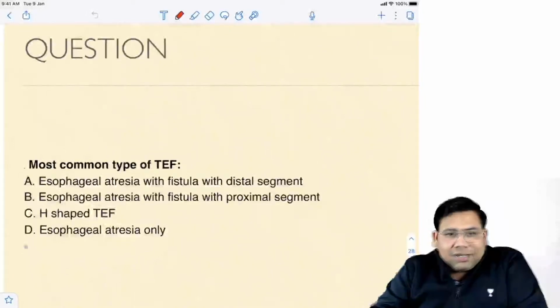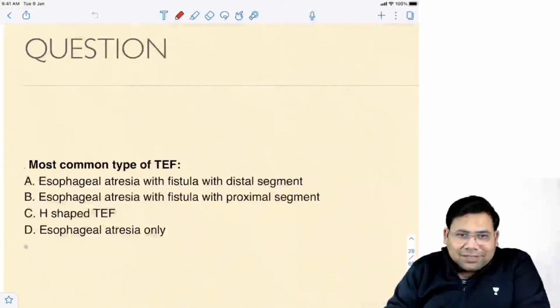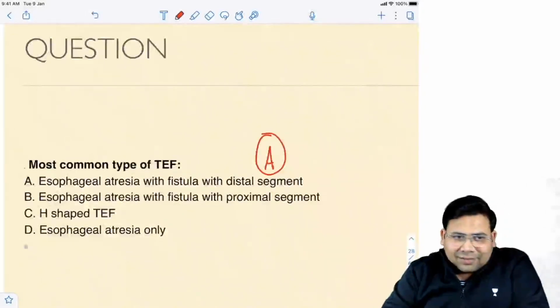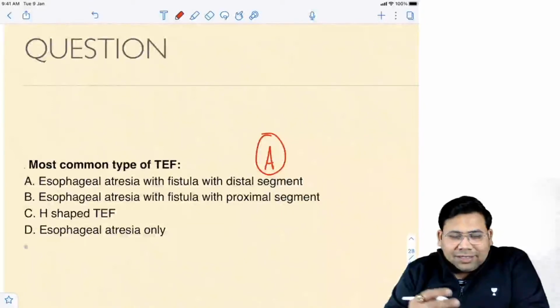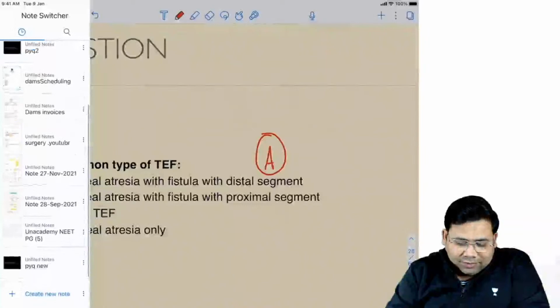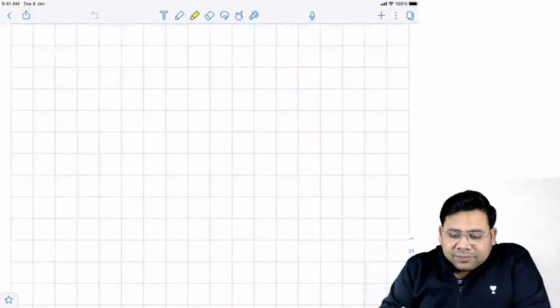Okay, great. So yes, very good. It's esophageal atresia with a distal segment involved. A is the right answer. Let us try to have a rapid revision on this.